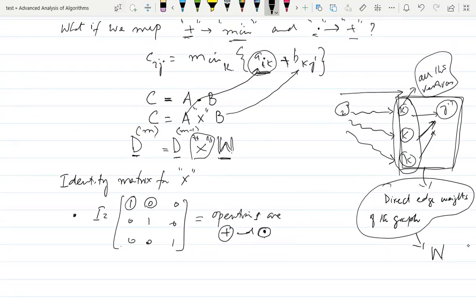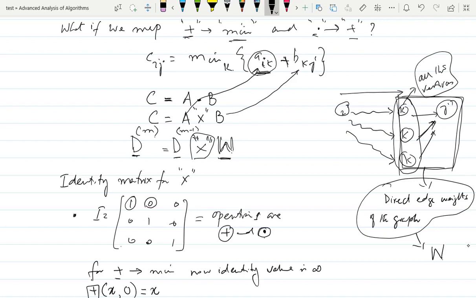So for the operation plus changed to min, the identity value is infinity. Why is that? Remember that when we are talking about plus, some x plus 0 results in the same value. That is for the plus operation.